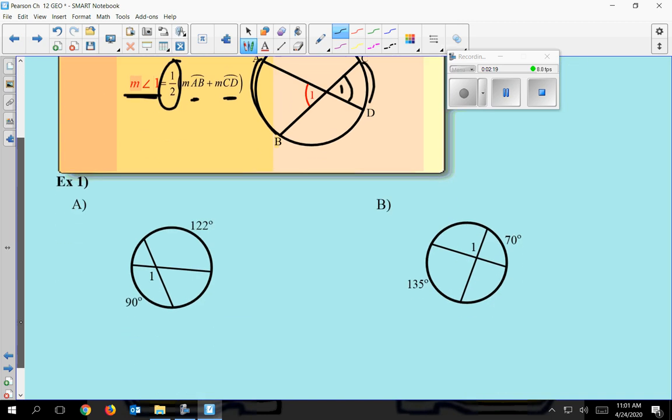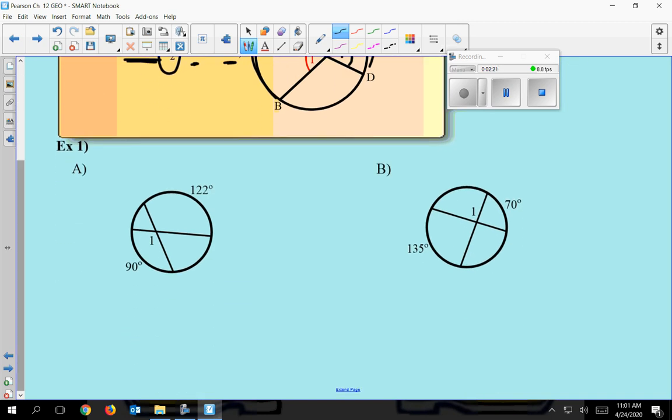Here we go. On the first example, they give you the two arcs. So really I just got to go angle 1 equals the one arc, so 122, plus the second arc, 90. And I write it this way: instead of multiplying by 1/2, I divide by 2. That's kind of what I do. So I'll let you do the math on that one. You want to hit pause for a second.